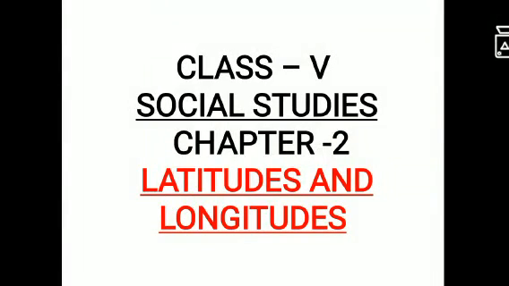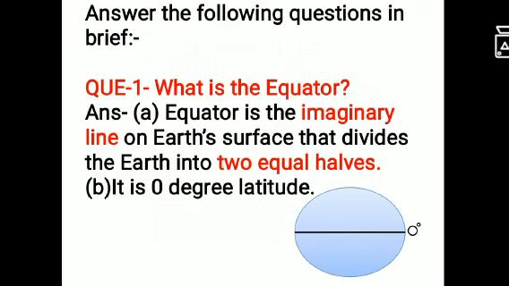Students, today we will do revision of chapter 2, latitudes and longitudes. Answer the following questions in brief. Question number 1, what is the equator? Equator is the imaginary line on Earth's surface that divides the Earth into two equal halves.